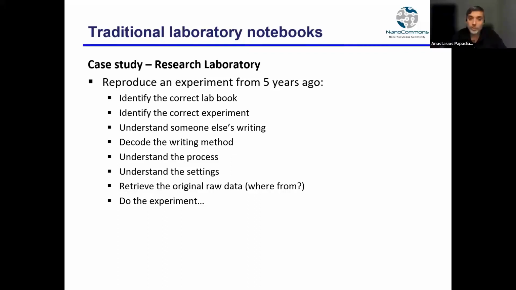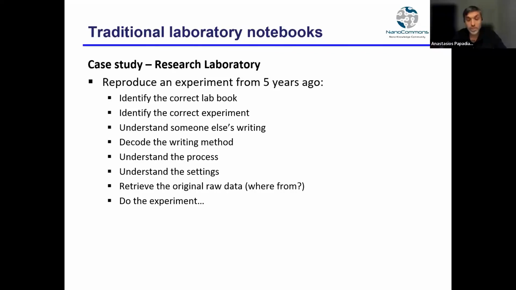And imagine that a lot of people have joined this group during these 5 years. So what you would need to do is identify the correct lab book, identify the correct experiment and where it was, then understand what someone else wrote, whatever the writing, and then understand everything in the process, the settings, etc.